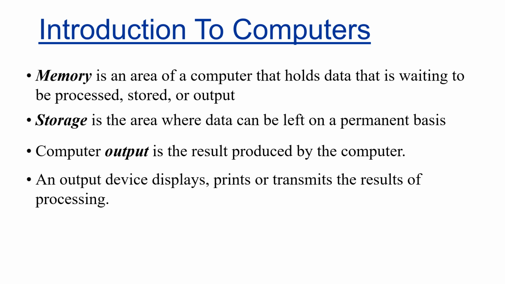Memory is an area of a computer that holds data that is waiting to be processed, stored or output. Storage is the area where data can be left on a permanent basis. Computer output is the result produced by the computer. To display outputs, we have a few output devices that transmit the result after processing.